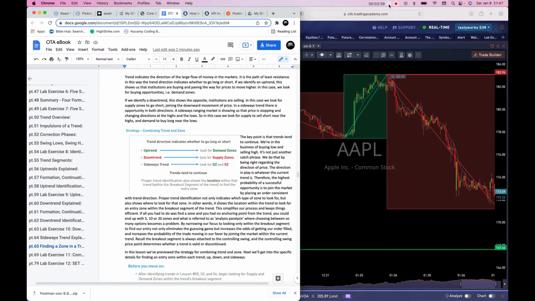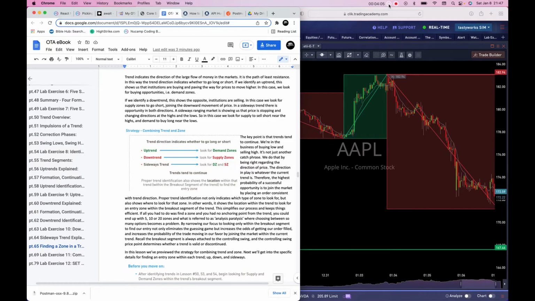Proper trend identification not only indicates which type of zone to look for, but it also shows where to look for that zone. In other words, it shows the location within the trend to look for an entry zone: within the breakout segment of the current trend. This simplifies our process and keeps things efficient.